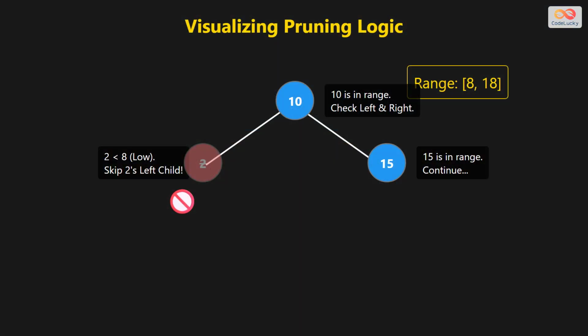Let's visualize this. Imagine our range is 8 to 18. We are at the root 10. 10 is in the range, so we must check both sides. Now look at the left child 2. 2 is less than our low value of 8. This tells us immediately that checking the left child of 2 is a waste of time because those numbers will be even smaller. So we prune that branch entirely.